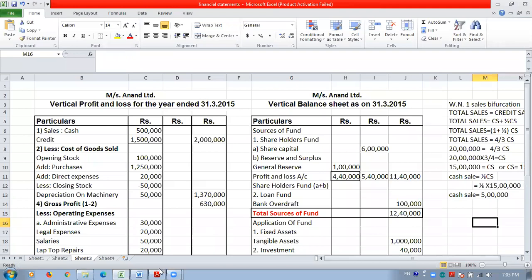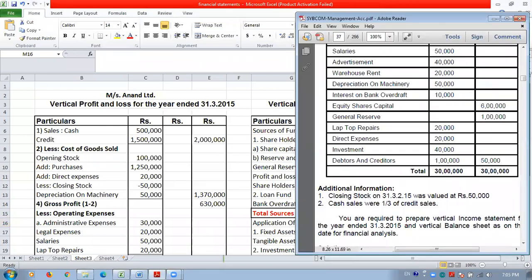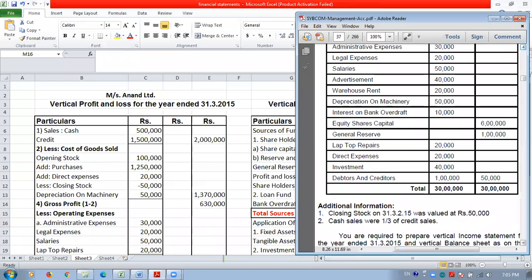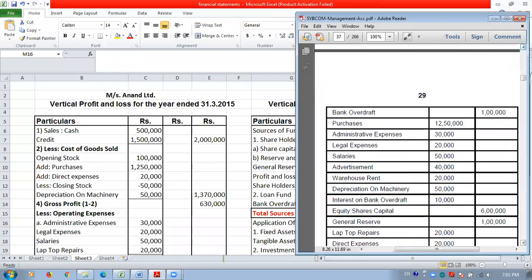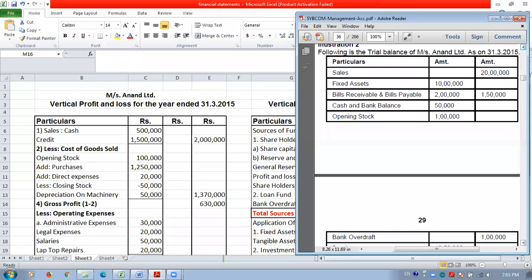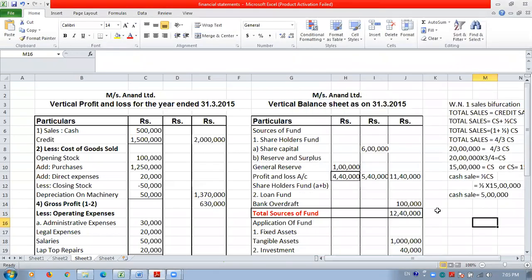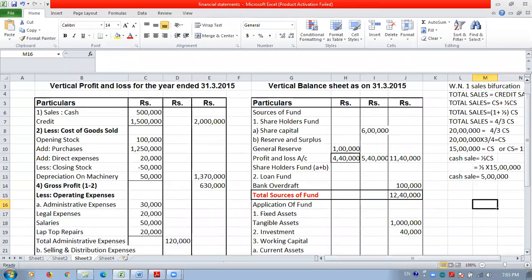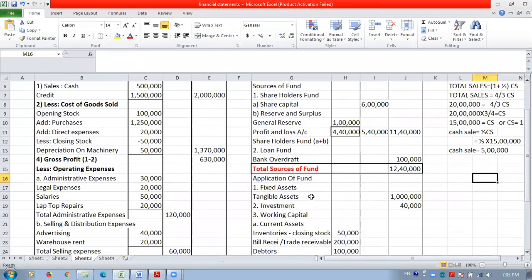Then we will start with the other items stated here. We have to transfer all these items into our vertical profit and loss statement and balance sheet statement. So the next one is the 10 lakhs fixed assets. It will appear in the balance sheet under the fixed asset head, right? So the 10 lakhs tangible fixed assets is put here.